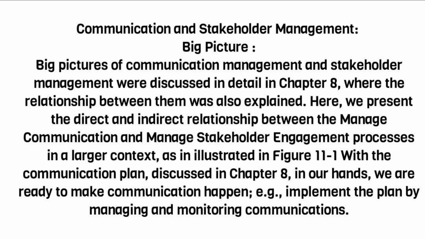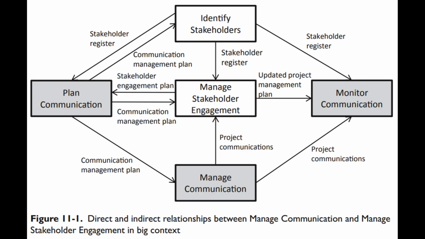Big picture. Big pictures of communication management and stakeholder management were discussed in detail in Chapter 8, where the relationship between them was also explained. Here, we present the direct and indirect relationship between the managed communication and managed stakeholder engagement processes in a larger context, as illustrated in Figure 11.1. With the communication plan, discussed in Chapter 8, in our hands, we are ready to make communication happen. Example: implement the plan by managing and monitoring communications.